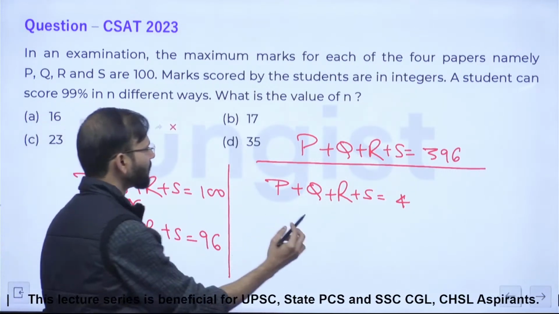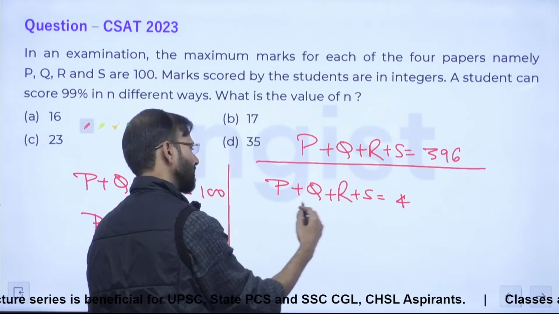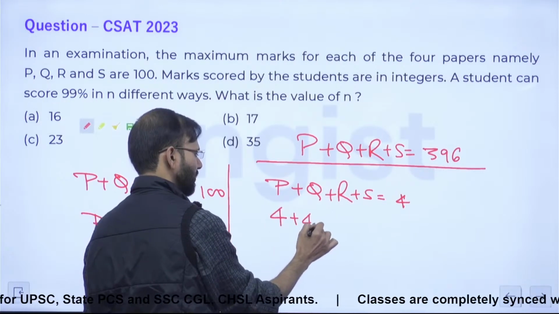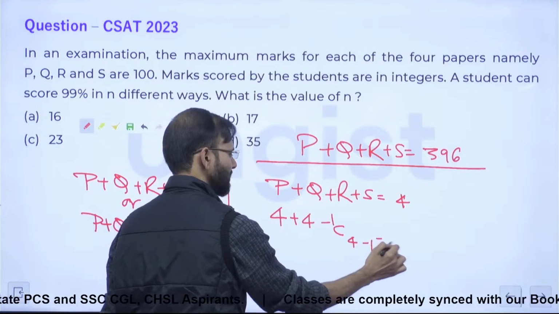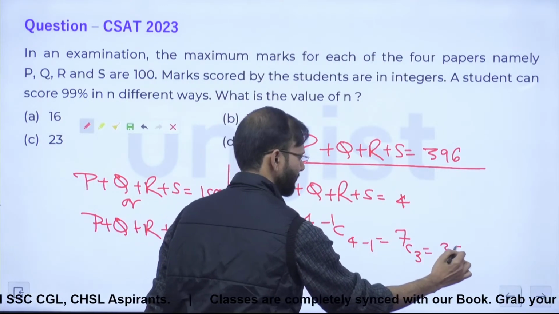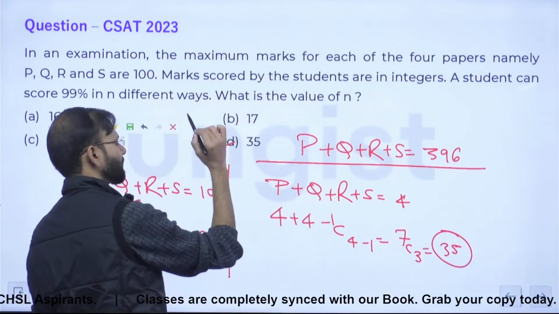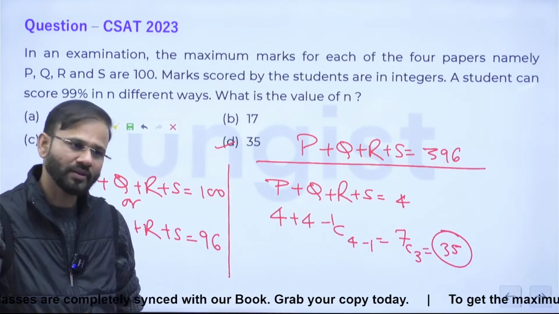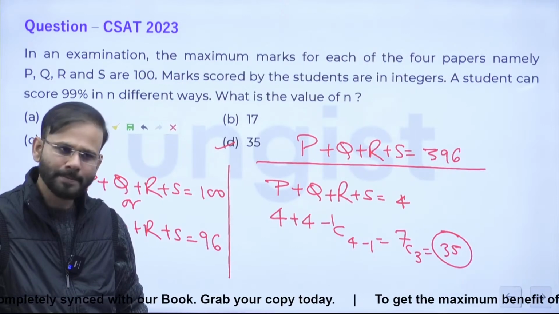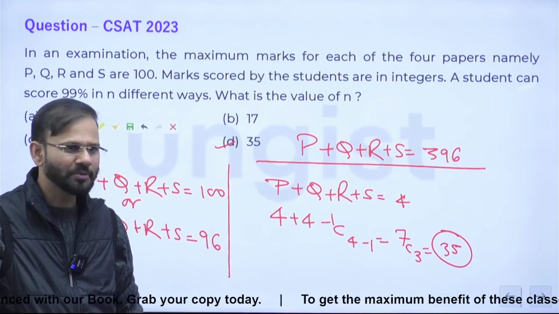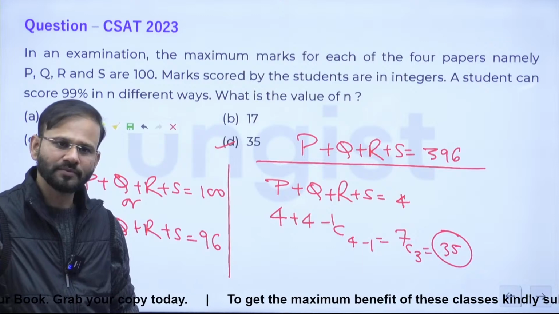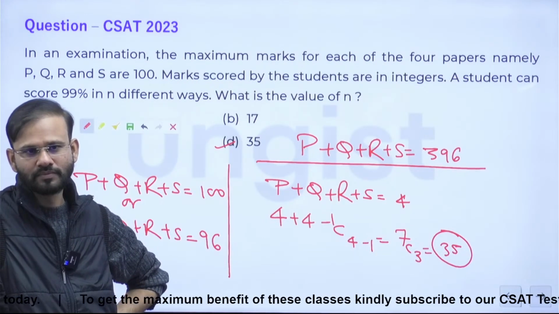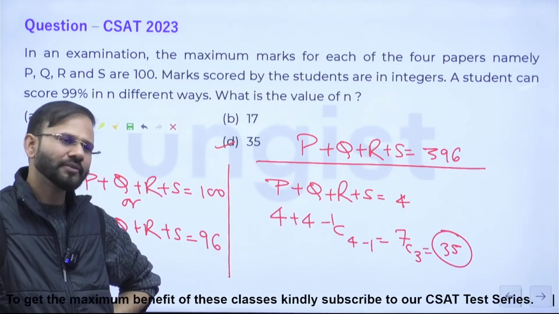Correct? Now use the formula: 4 plus 4 minus 1 C 4 minus 1, which is 7C3. 7C3 is 35. Guys, are you getting it or not? Yes, sir. Did you understand? If I wouldn't think of that 4 in the example, can I solve it using 396, or will it be wrong? It won't be solved like this.